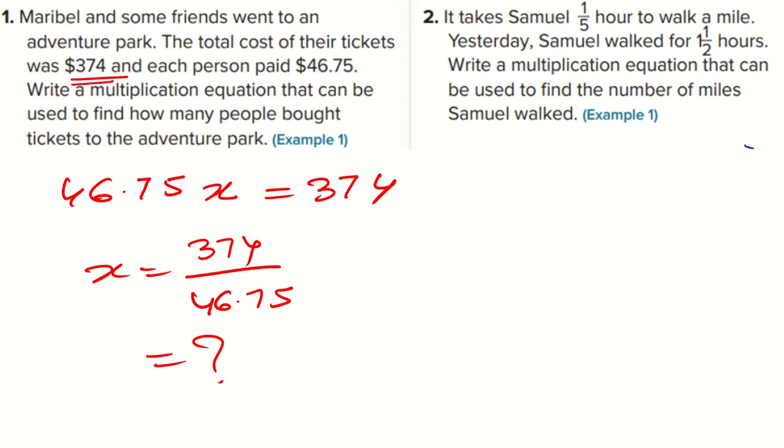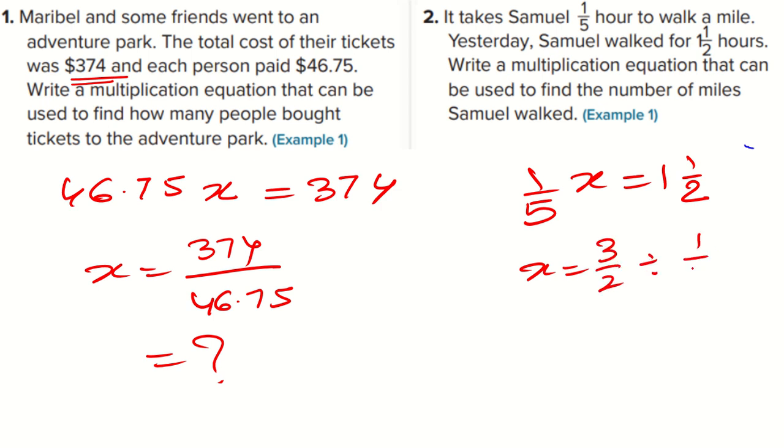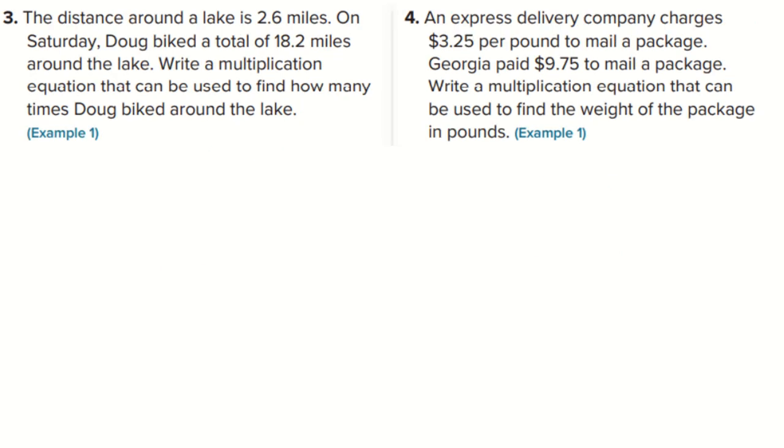Okay. Now another question is 1 over 5 hour to walk a mile yesterday. So this is 1 over 5 hour for 1 mile, and total walked is 1.5. So this is X is equal to 1.5. So X will be equal to 3 over 2 divided by 1 over 5. Calculate this, you will get the answer. Okay. I think this is the same type of question. 2.6 miles on Saturday. Okay.